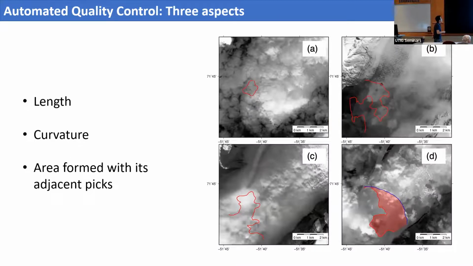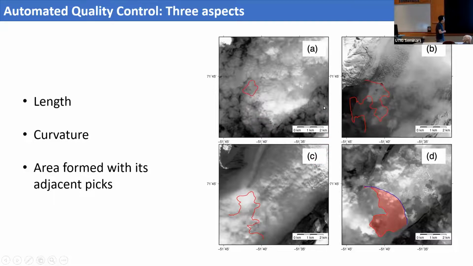So let's give an example. We measure three different things: the length, the curvature, and the error formed with its adjacent peaks. So length is easy to understand. For example, this one is too short, this one is too long.